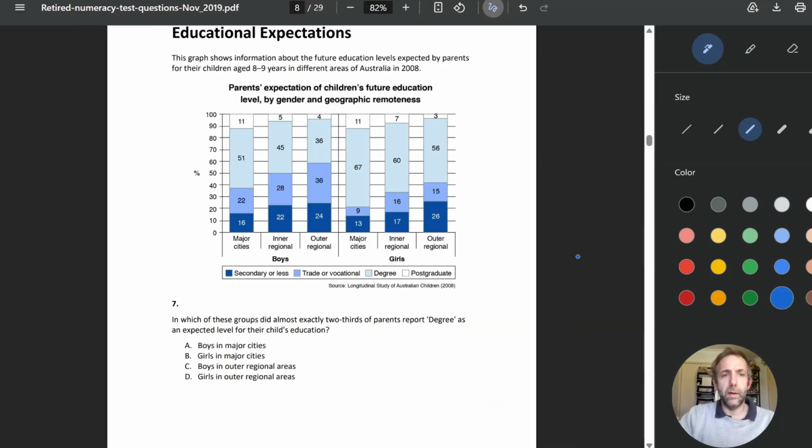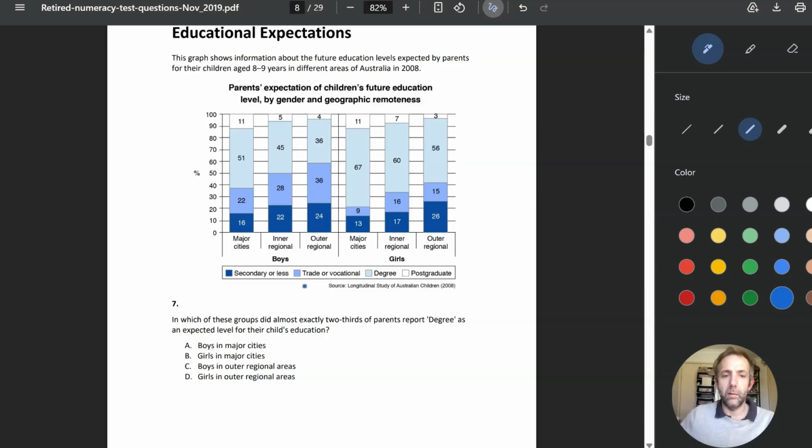Questions 7 and 8 is about educational expectations. So we've got a composite bar chart here, and it says the graph shows information about the future education levels expected by parents for their children's age 8 to 9 in Australia in 2008. So this is in the past. But parents' expectations of children's future education level by gender and geographic remoteness. So again, focus on your key, because this dark blue represents secondary or less.